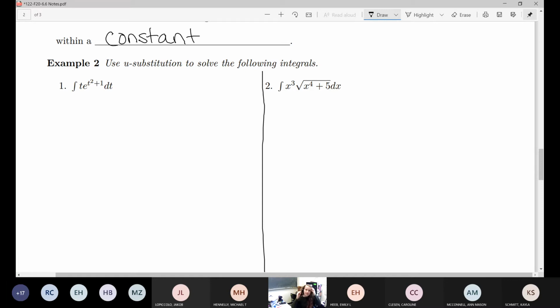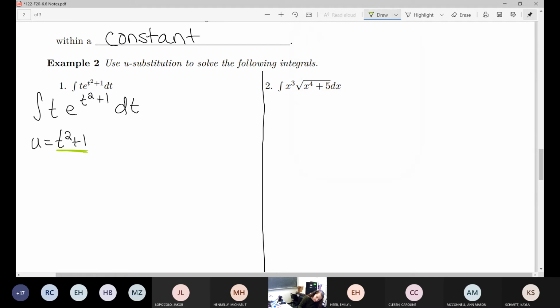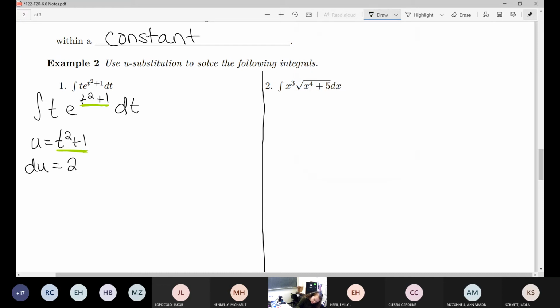So here we have the integral of t times e to the t squared plus 1 dt. Using our hints, we're thinking that u might be that exponent. Let me rewrite this a little larger so I can start color coding things. It looks like we probably want our u value to be t squared plus 1. So let's take the derivative of that: du equals 2t dt.